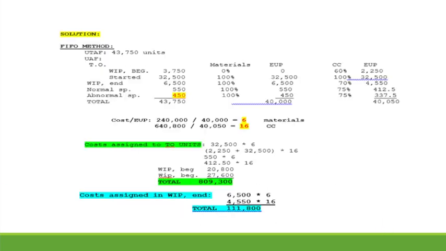It has a question mark. We know that what we are accounting for is 43,750, the units to account for. 43,750 minus 550 minus 6,500 minus 32,500 minus 3,750 is 450. Therefore, this is your abnormal spoilage units, 450, the one highlighted in yellow. So the total is 43,750. That is why the units accounted for and the units to account for should have equal totals, because you are merely breaking it down.